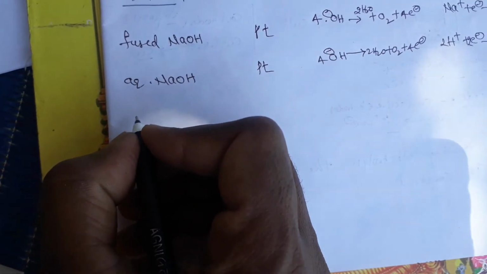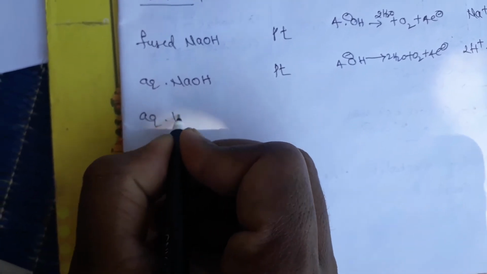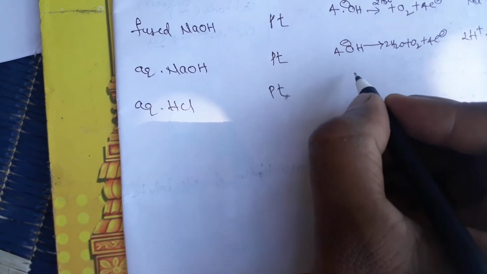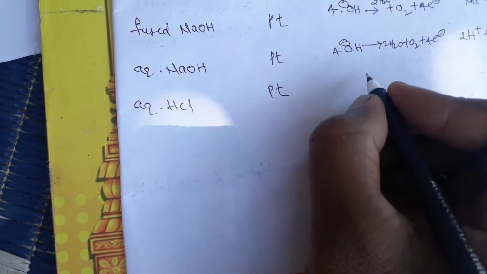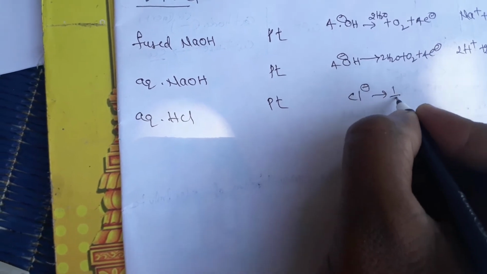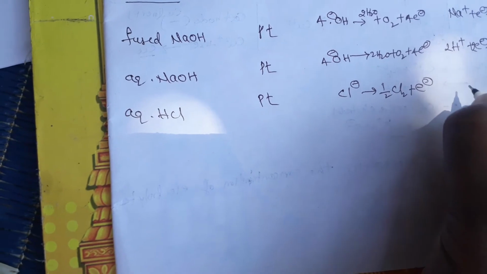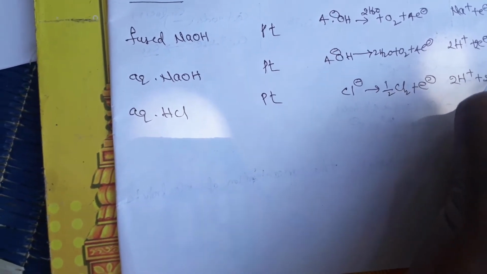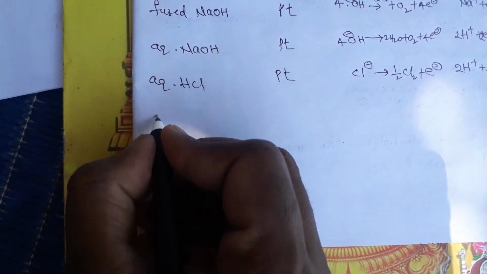So next thing is if you see aqueous HCl with platinum electrodes. Aqueous HCl means there is competition between Cl- and OH-. Cl- has the least discharge potential, so it is going to be half Cl2 plus electrons. And here are the H+ ions, so H+ ions will go 2H+ + 2 electrons gives rise to H2 gas.